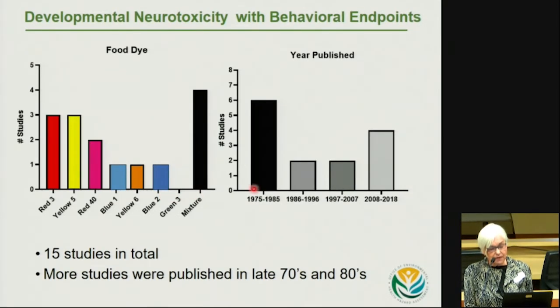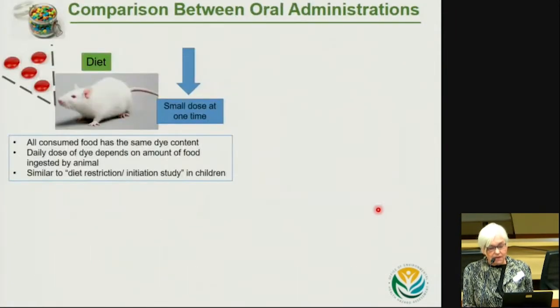As Dr. Voorhees pointed out, there are quite a few studies from the early times of 1975 to 85, not so long ago for those of us that are retired. But there are also more recent studies that need to be folded together with the earlier studies in order to understand the developmental aspects. Now, as I mentioned, we're only looking at oral administration, but it's important to look at the way the oral administration occurs in the animal studies in terms of the relevance to children.